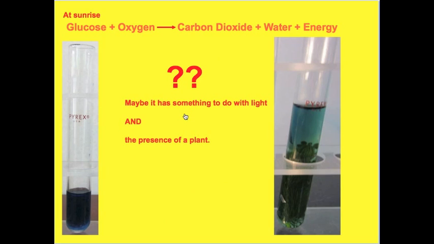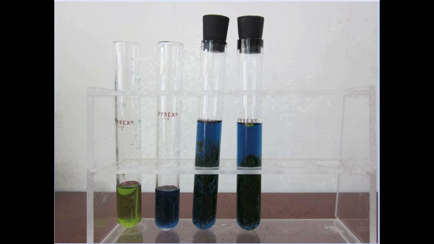But to her surprise, the blue test tube had turned green, at least the one that had the plant in it. And another test tube on her rack that had BTB but no plant stayed blue. She thought about it for a while and realized that it must have something to do with the absence of light and the presence of a plant.